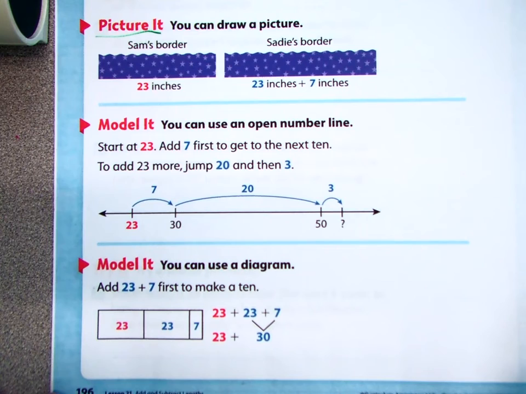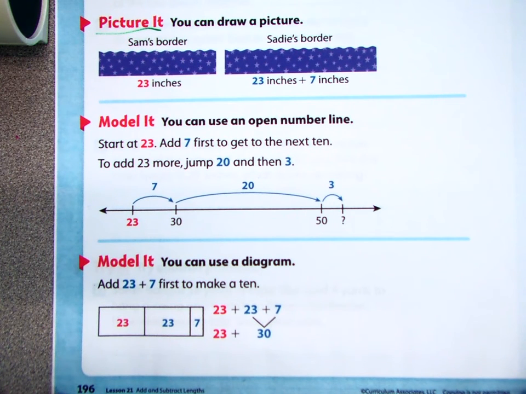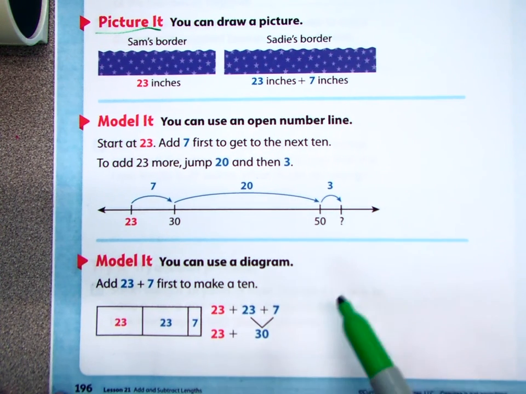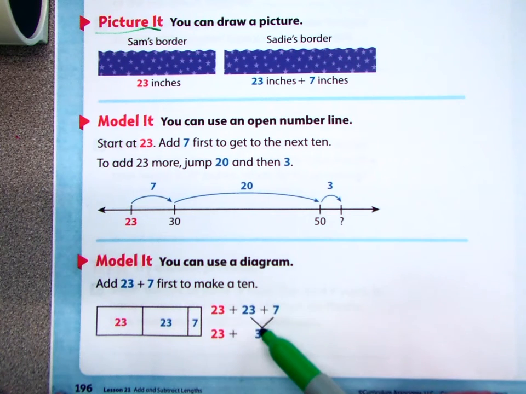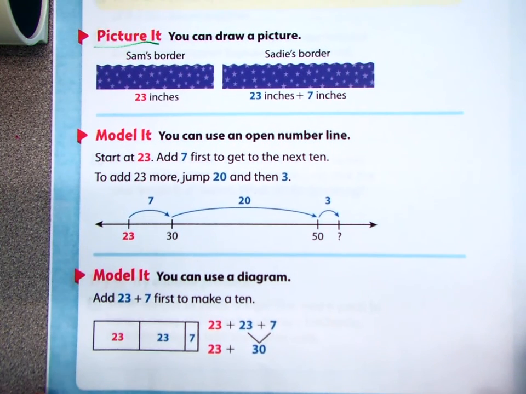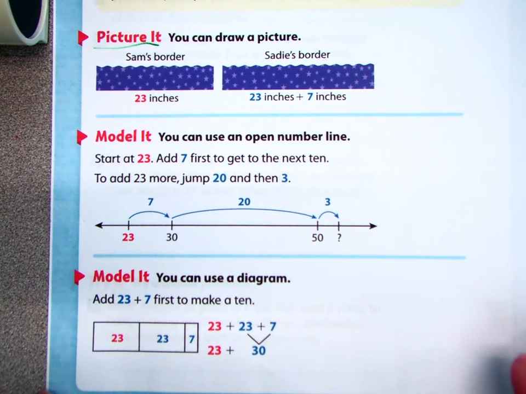Then you can use a diagram. They call this sometimes a tape diagram. We know that Sam's border was 23 inches. And we know that Sadie had 23 inches plus an extra 7 inches. And then you can write this into a problem. And you're making a 10 the same way here. Because if you have 23 plus 7, it'll give you 30. Now you're down to 23 plus 30. Those are just some of the methods you can use. Are there other methods you can use? Of course. You can make your base 10 models and add up your rods and units.